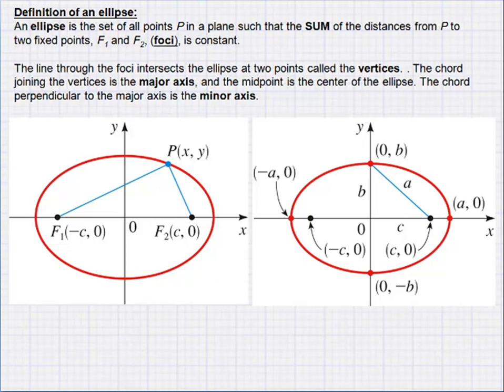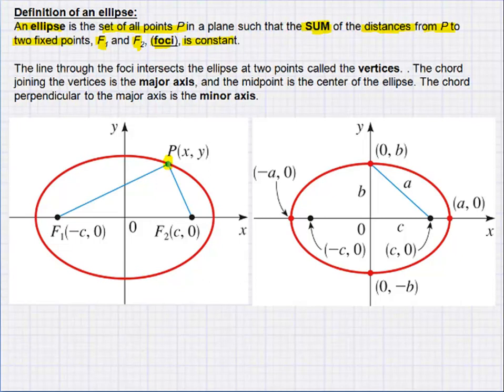Now definition-wise, it's going to say something like this, which has to do with distances. All our conic sections have to do with distances. So an ellipse is a set of all points P in a plane such that the sum of the distances from P to two fixed points, F1 and F2, which we're going to call the foci, is constant. Now you could read that definition a couple of times and it might not make sense, but let's look at a picture. So here's our point.